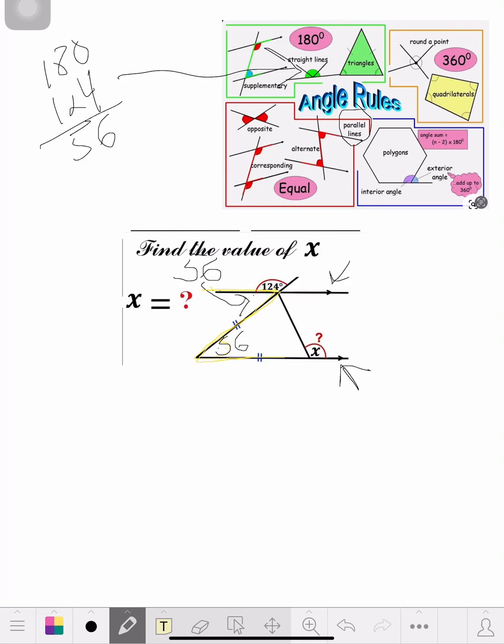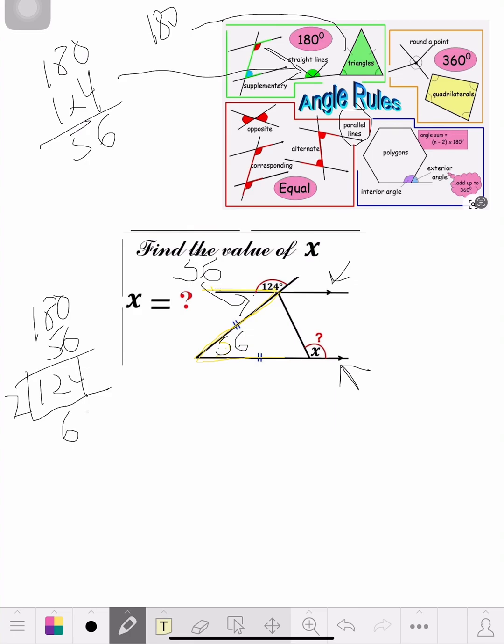Now we know the whole inside of the triangle is 180. So we got 56 degrees, so what's missing? 180 minus 56 degrees, that's going to be 124. Now we know both those angles are going to be equal, so that's divided by 2 for each one of them. That comes down to 62 degrees. So each one of these is 62.